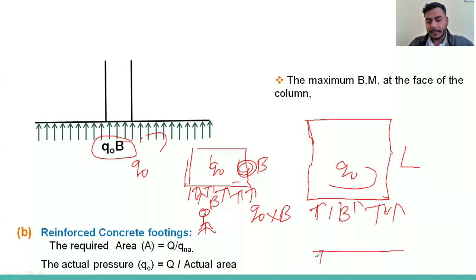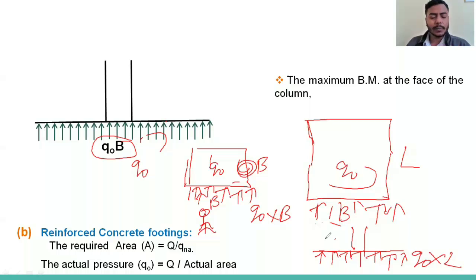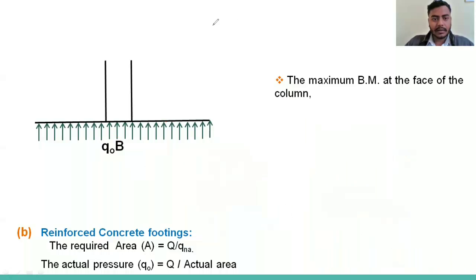So we can write Q naught. What is the length perpendicular to this direction? That is L. So we can write Q naught into L. But in the case of a square, both dimensions, length and width, are the same. So Q naught into B, but you have to understand this B is perpendicular to this plane, perpendicular to this figure. So now we are very clear about how we can write the UDL.